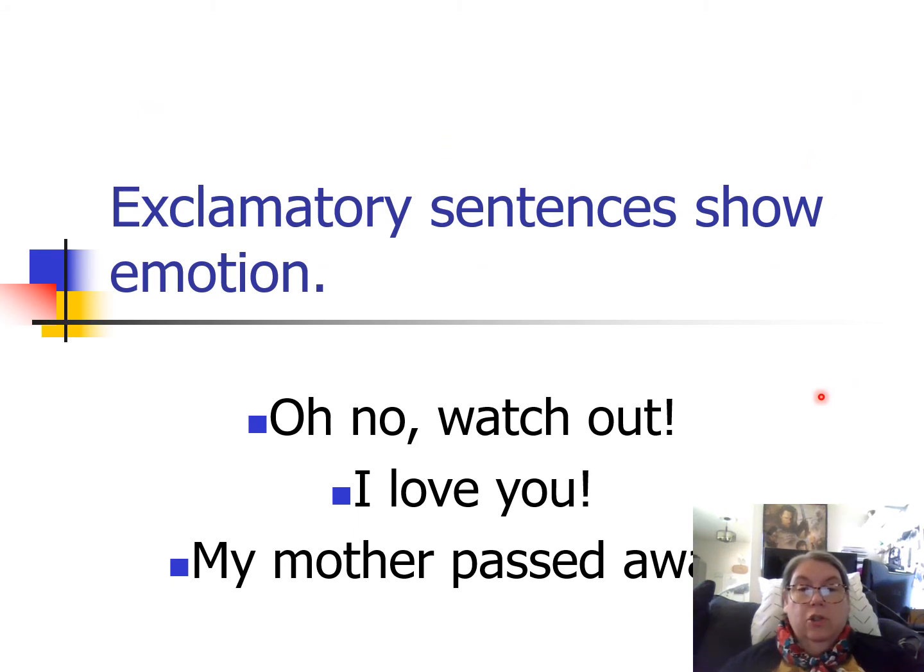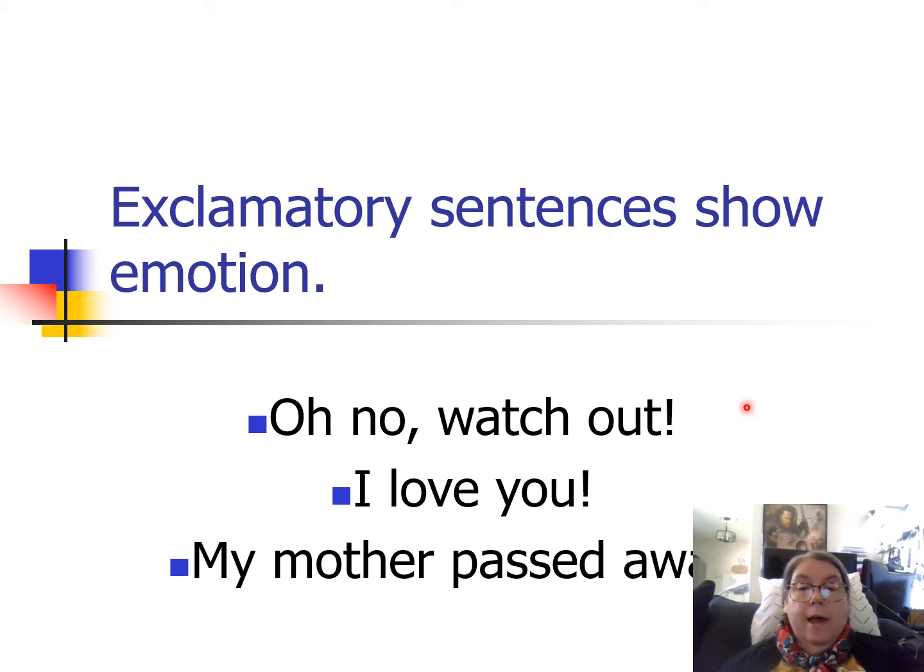Exclamatory sentences show emotion. So again, exclamatory is like the word exclaim, but usually it's more emotionally stated. "Oh no, watch out." You'll notice there's an interjection here at the front, and that's also often a sign that it's an exclamatory sentence. "I love you," probably the most exclamatory sentence we ever say. And again, ends in an exclamation mark.